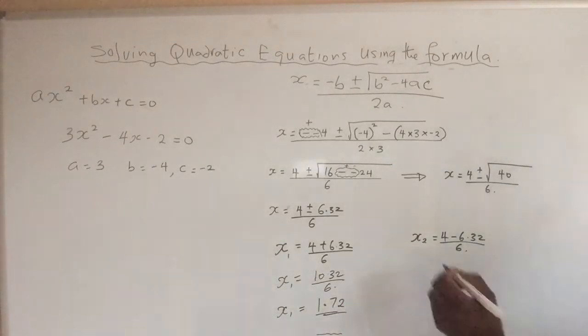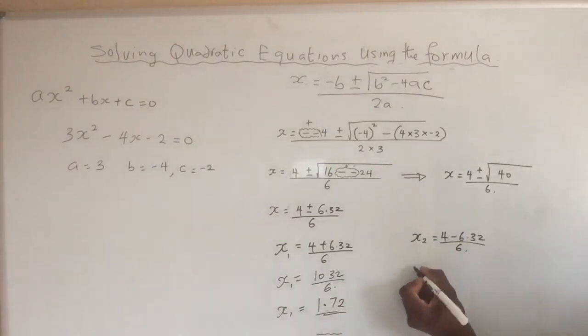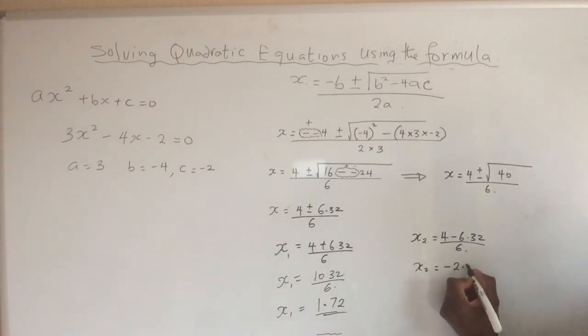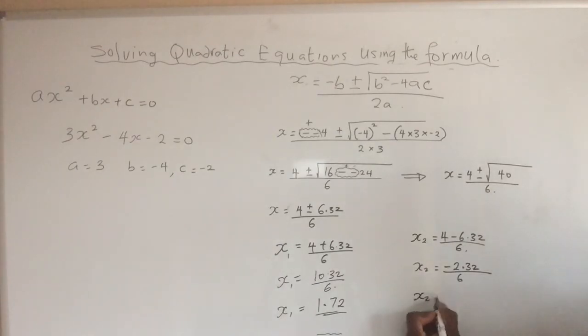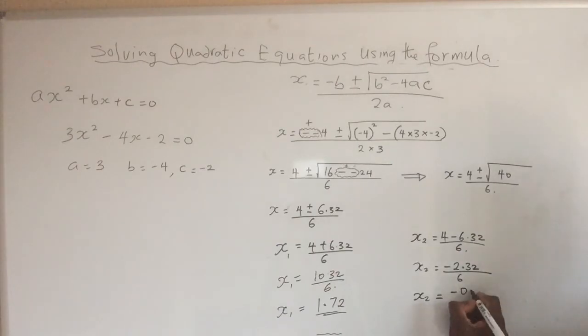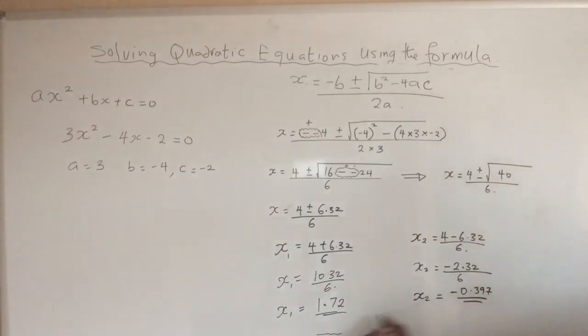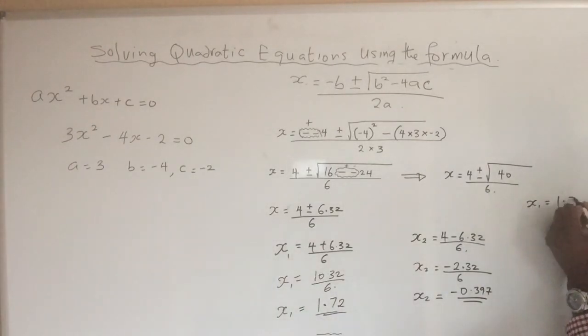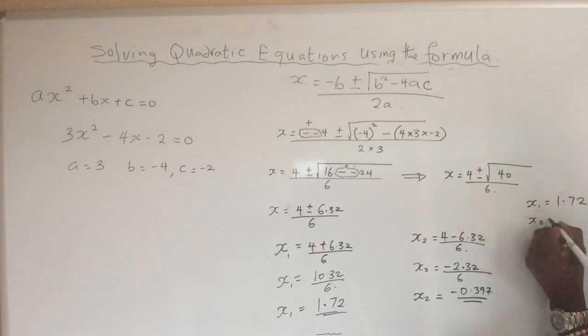For the second one, 4 take away 6.32 is negative 2.32 divided by 6. So x2 equal to negative 0.397. Final answers, x1 equal to 1.72, x2 equal to negative 0.397.